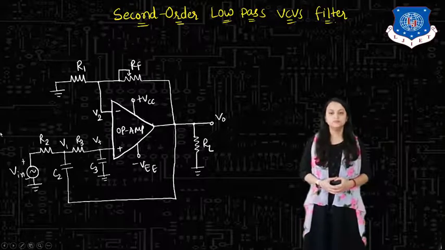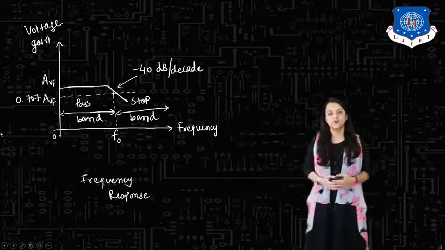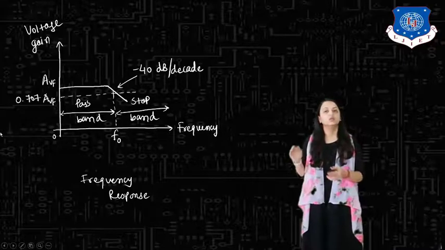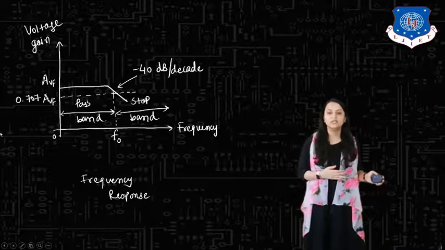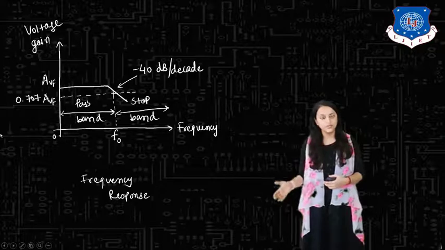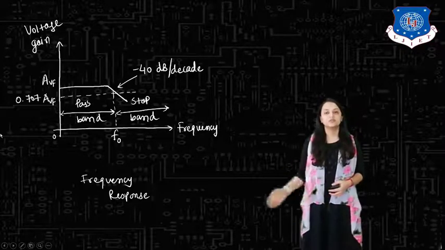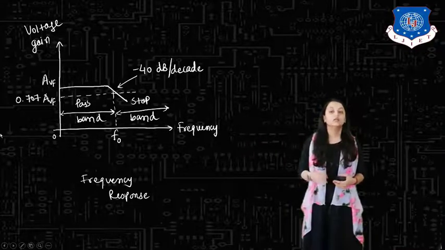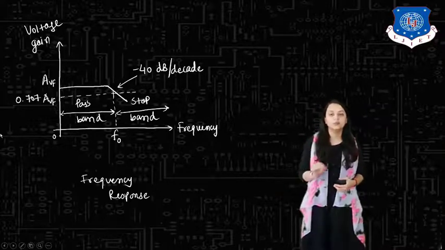Now, this shows the frequency response of this filter. As this is low pass filter, low frequency band will be in pass band and high frequency band will be in stop band. It will allow to pass low frequency components and it will block the high frequency components. This frequency response is the graph of voltage gain versus frequency. Here, the rate at which the slope decreases is minus 40 dB per decade.